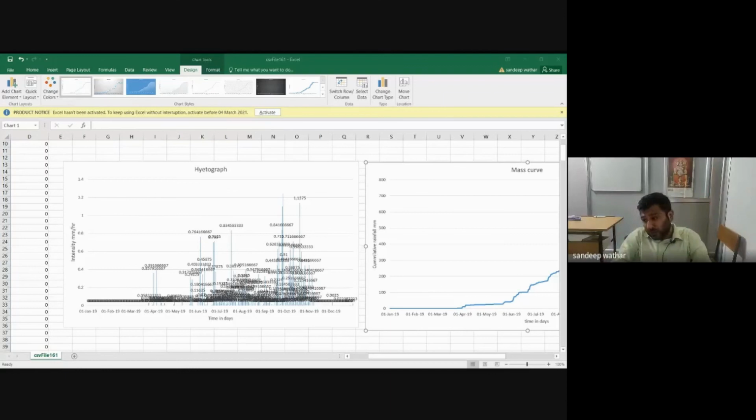Right now, I took it in terms of days, but in your problems given in the question paper, they will have a time period in terms of hours. So you need to draw the x-axis in terms of hours, and the y-axis will be in terms of centimeters or mm, whichever unit they give you. So you draw that and you find the masker. Similarly, you find the intensity, and from intensity you can draw the hyetograph.